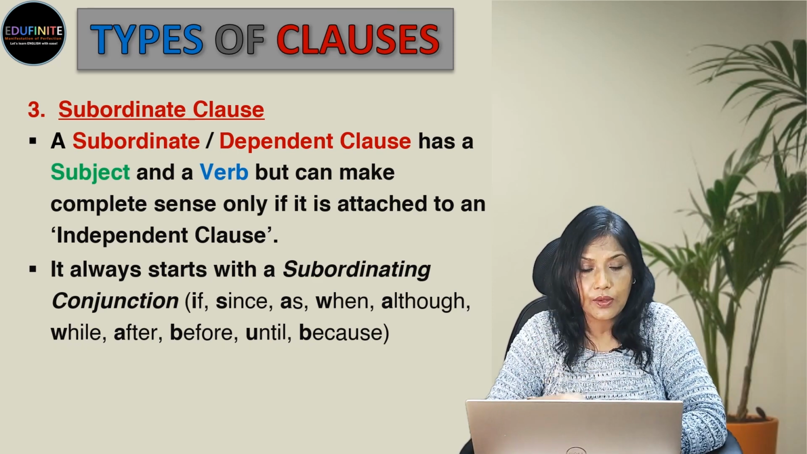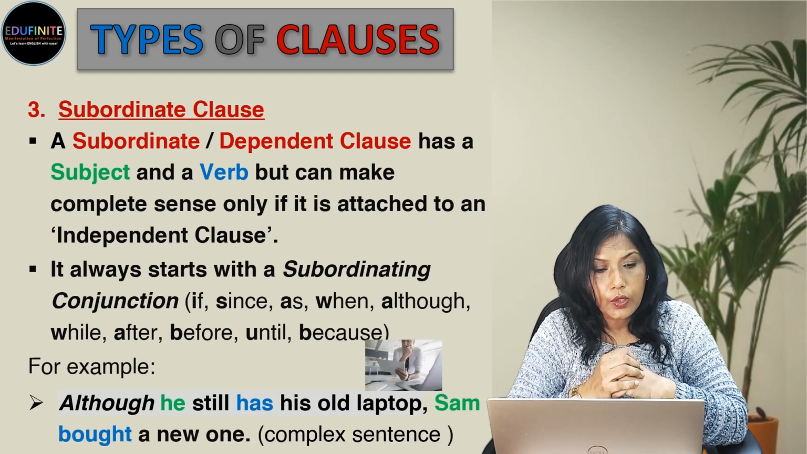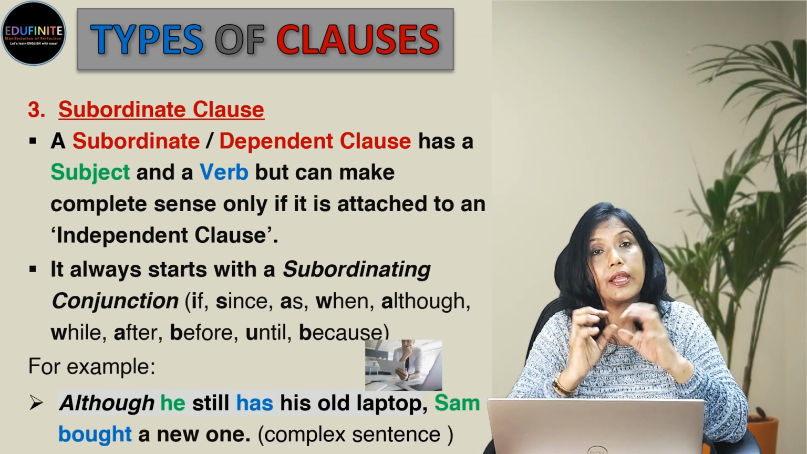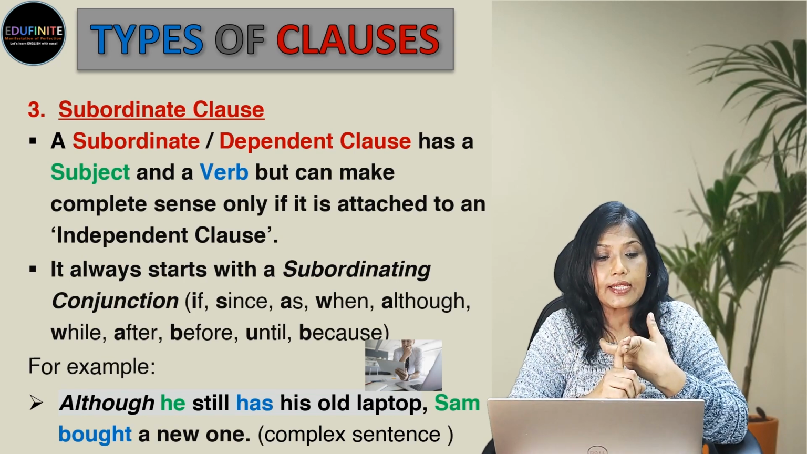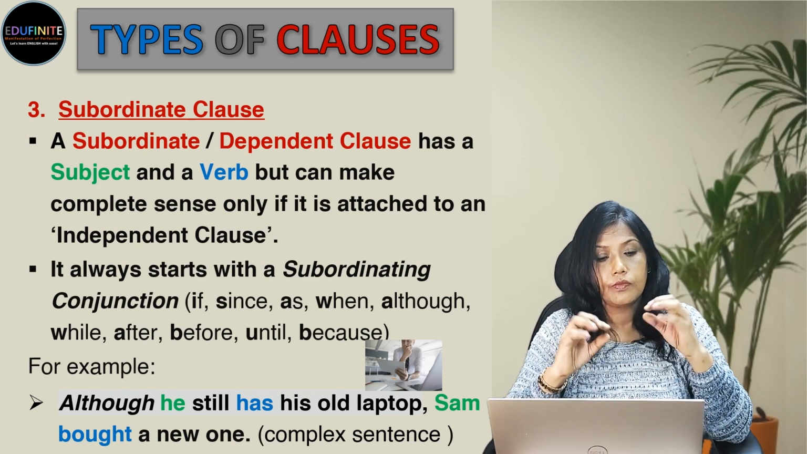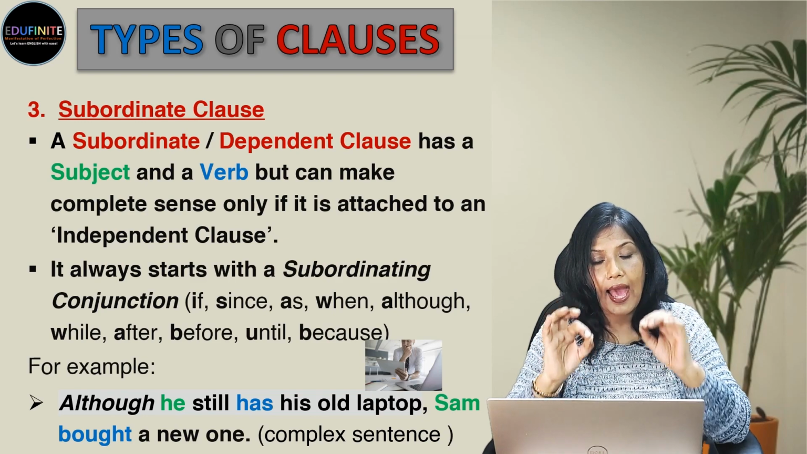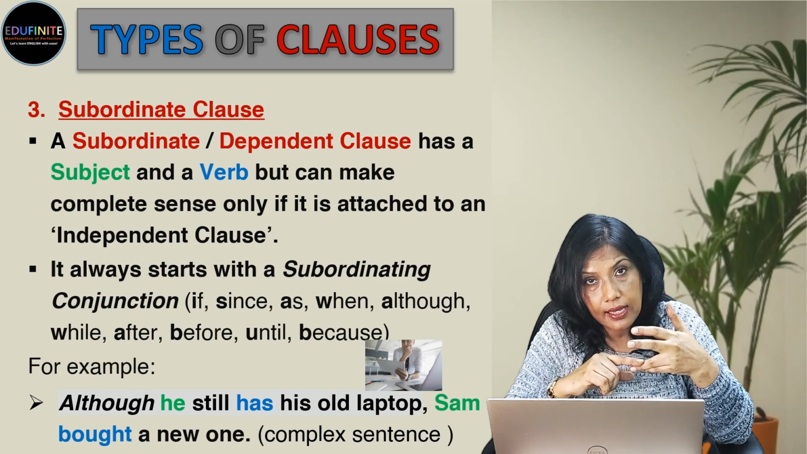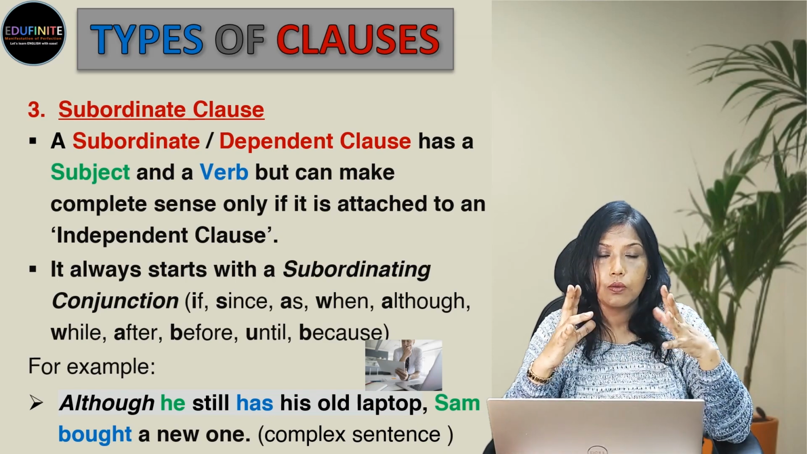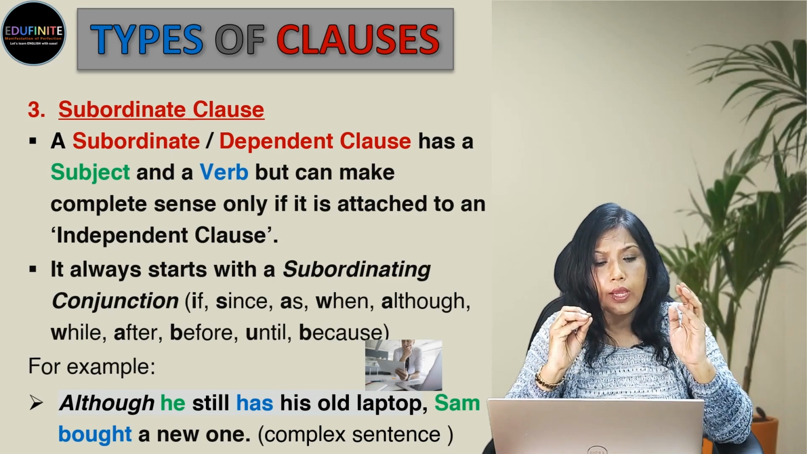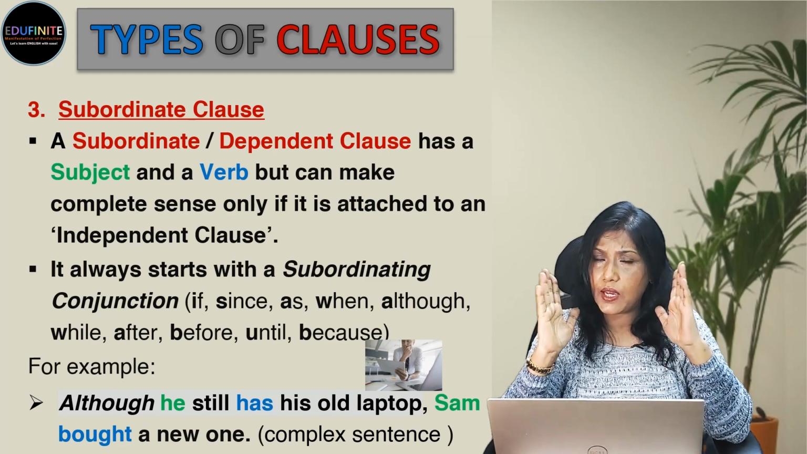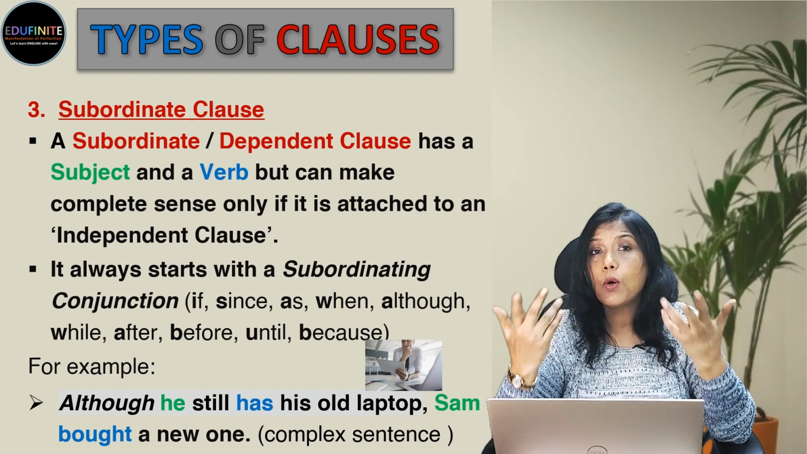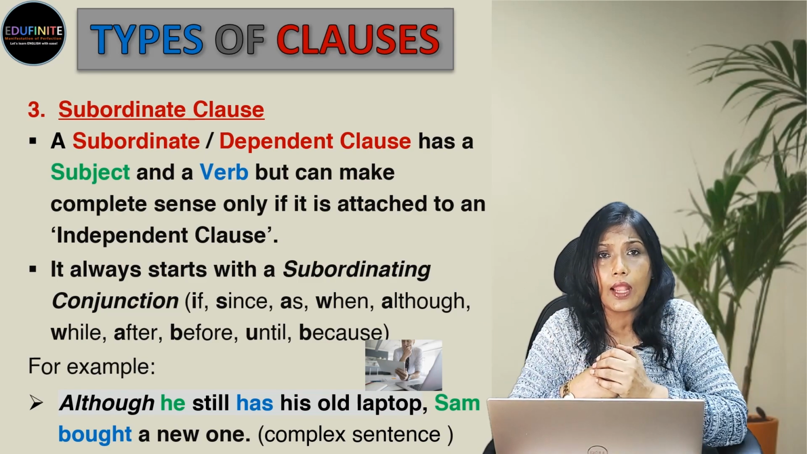Okay, now let's look into a sentence. Although he still has his old laptop. So yes, it's beginning with the subordinating conjunction although. He has. He is the subject. Has is the verb. But if we say although he still has his old laptop, yes, we are getting an idea. But we will want to know more. What? Although he still has his old laptop.